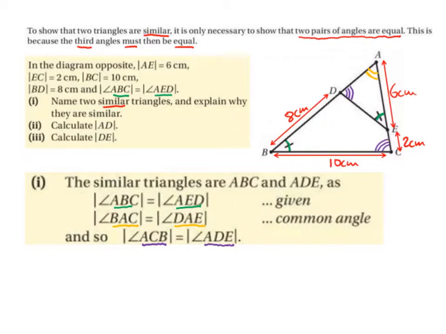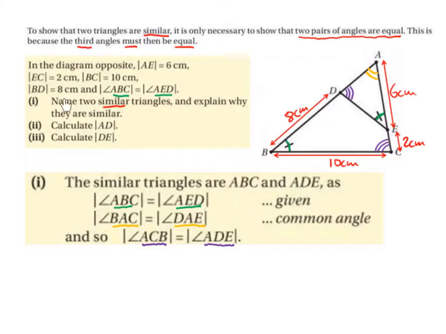So let's start by labelling some of our lengths. We have AE equal to 6 centimeters, so I've labelled A to E as 6 centimeters. EC equals 2 centimeters. BC equals 10 centimeters. BD equals 8 centimeters. And the angle ABC equals the angle AED. So I've done those two angles in green.